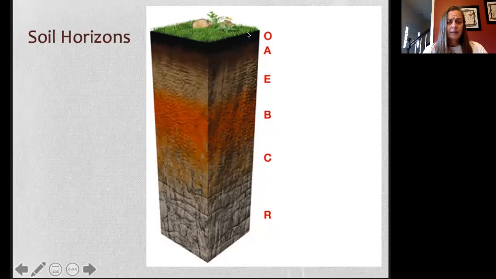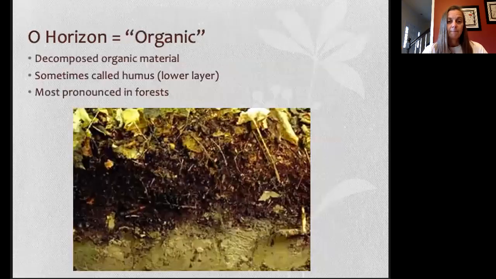So the O horizon is the one I was telling you about, the organic layer, and we're going to go through each of these. So 5 layers here of soil on top of the rock. Our first layer is the O layer. This is the organic layer. This is decomposed organic material. It is sometimes called humus, particularly this lower part of the organic layer. And we see the most pronounced O horizon in forests.